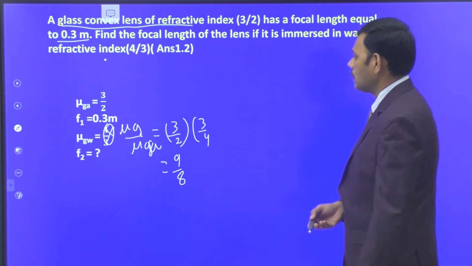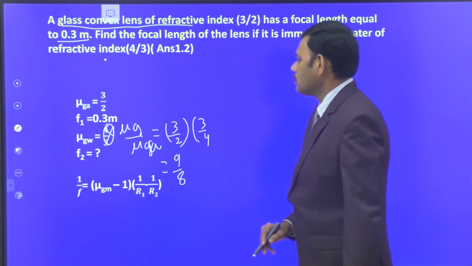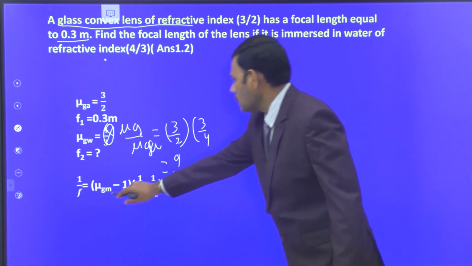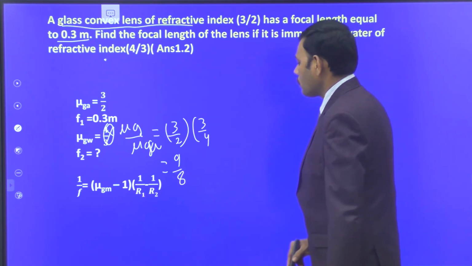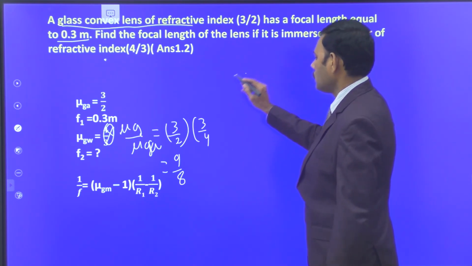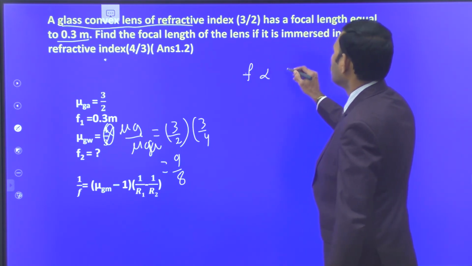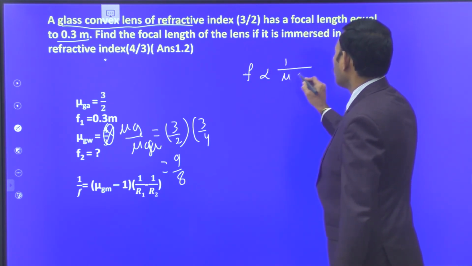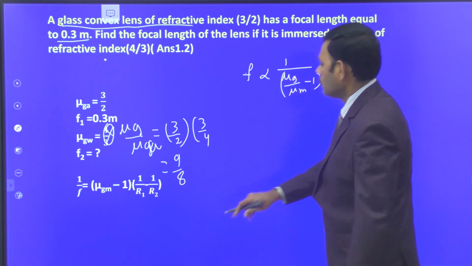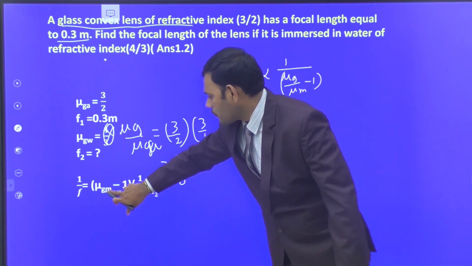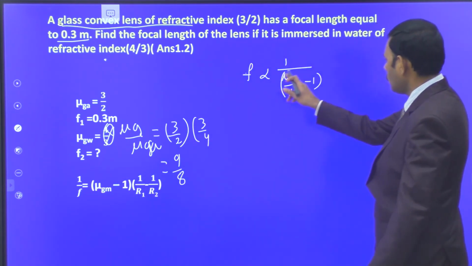Then what is its focal length? So formula, 1 by f is equal to mu g, refractive index of glass with respect to medium, minus 1, into 1 by r1 minus 1 by r2. As 1 by r1 minus 1 by r2 remains constant, f is inversely proportional to refractive index of glass with respect to medium minus 1. This is the formula. The focal length and refractive index of lens with respect to medium minus 1, these two terms are inversely proportional, hence I write it.